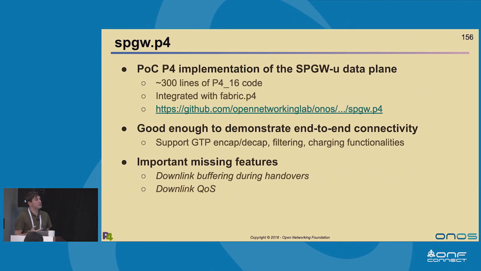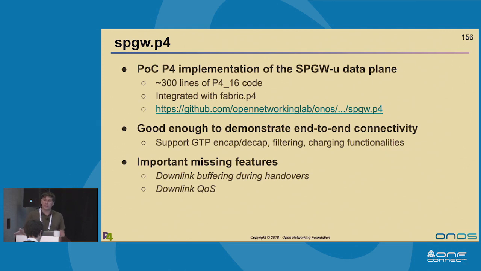This is a very proof of concept implementation. It's around 300 lines of P4.16 code that, again, like the BNG case, is integrated with fabric device config. The implementation is available online, so if you want to take a look, feel free. I'm not saying this is a fully fledged SPGW implementation, and right now we didn't do any progress on that. At this stage, it's good enough to do some demonstration of end-to-end connectivity. And it supports functionality like GTP encap-decap, filtering, charging functionality.